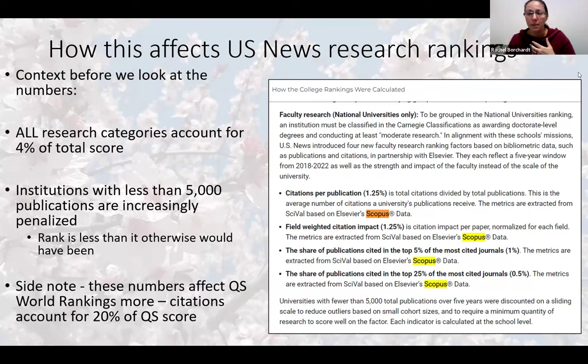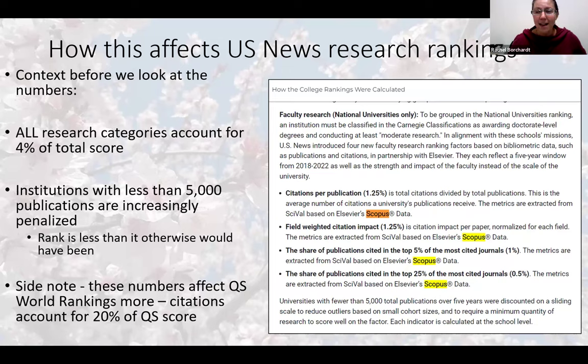One other thing to note, down at the bottom right-hand side, was a little shocking to us when we discovered it. They have a base threshold of 5,000 publications for a university within the past 5 years. Any institution with fewer than 5,000 publications is discounted on a sliding scale, meaning the fewer publications you have, the more heavily you're penalized, or the lower your research ranking becomes. So our number one goal is to get us penalized as little as possible.